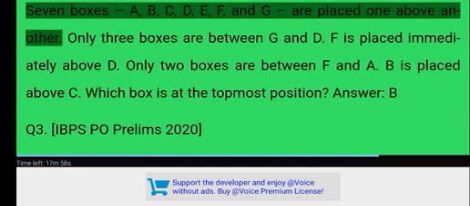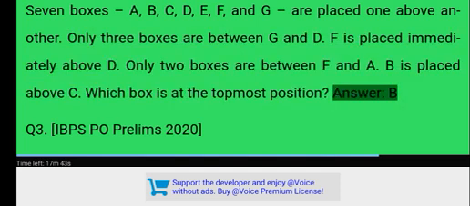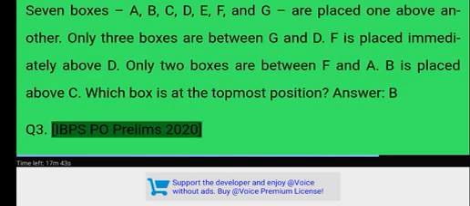Q2. IBPS PO prelims 2021. 7 boxes, A, B, C, D, E, F, and G, are placed one above another. Only 3 boxes are between G and D. F is placed immediately above D. Only 2 boxes are between F and A. B is placed above C. Which box is at the topmost position? Answer, B.